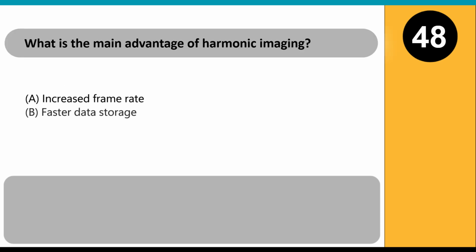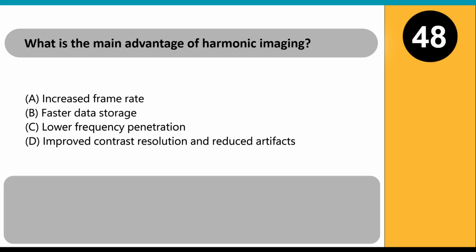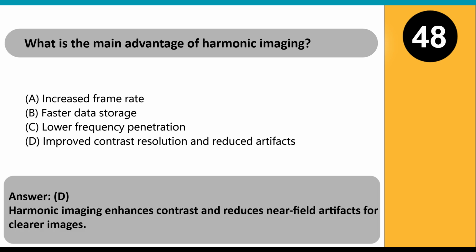What is the main advantage of harmonic imaging? A. Increased frame rate. B. Faster data storage. C. Lower frequency penetration. D. Improved contrast resolution and reduced artifacts. Answer: D. Harmonic imaging enhances contrast and reduces near-field artifacts for clearer images.